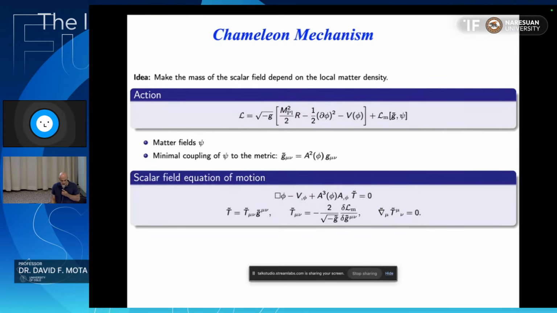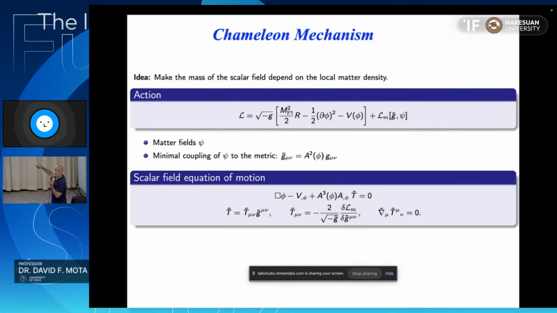Now, when I write down the equation of motion, just from a very simple principle, I get the Klein-Gordon equation for the field. So it's box phi, the first derivative of the self-interacting potential, and the coupling to the energy momentum tensor. You can do this as an exercise. It's very simple. I have A cubed of phi, the derivative of A with respect to phi, and the trace of the energy momentum tensor on the g tilde metric.